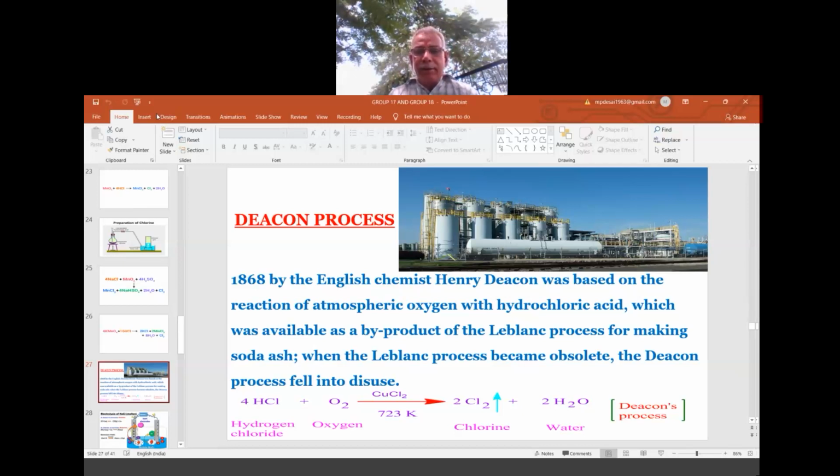But for this we require HCl, and HCl was prepared by one more process, called the LeBlanc process. The LeBlanc process stopped after some years due to some technical problems. Therefore, when the LeBlanc process stopped, the supply of HCl to the Deacon process also stopped, and he had to depend on some other industry to supply HCl. Actually LeBlanc and Deacon were very close. They together started the industry. That's why this process is called not only Deacon; in some books you will find it as the Deacon-LeBlanc process.